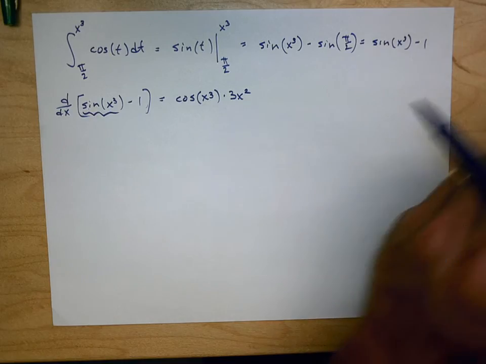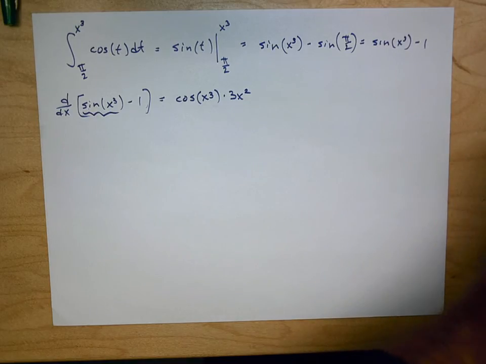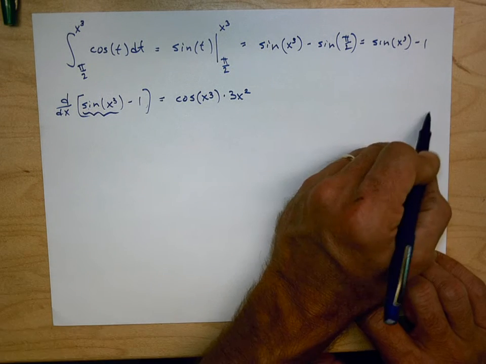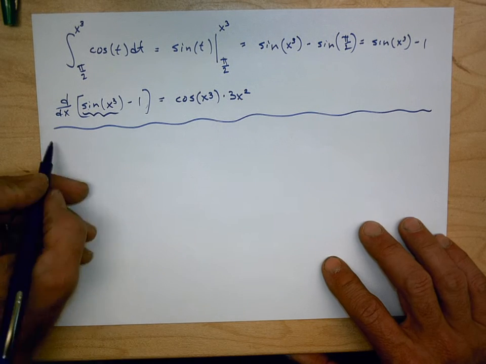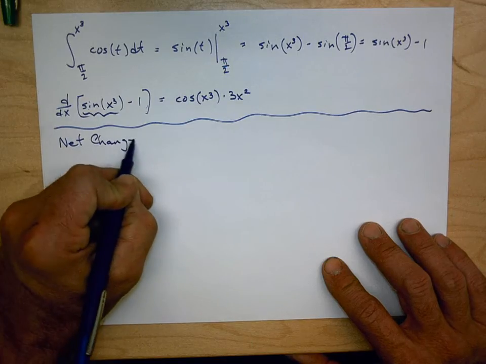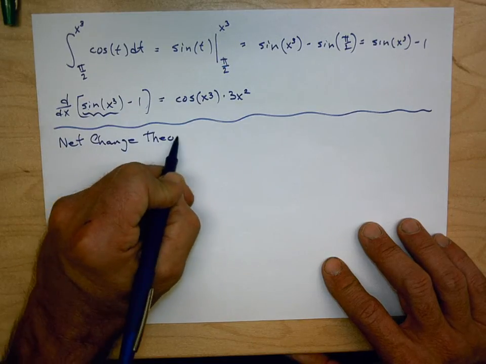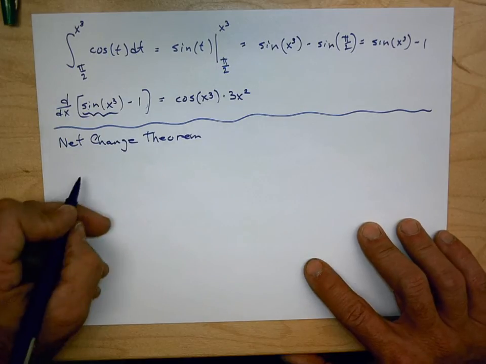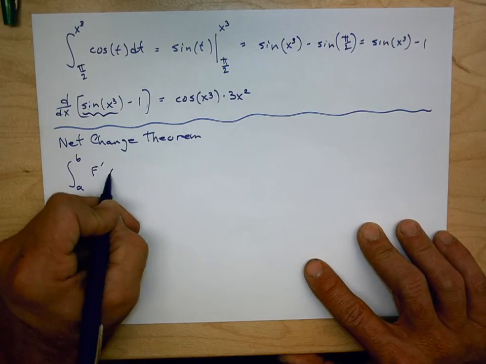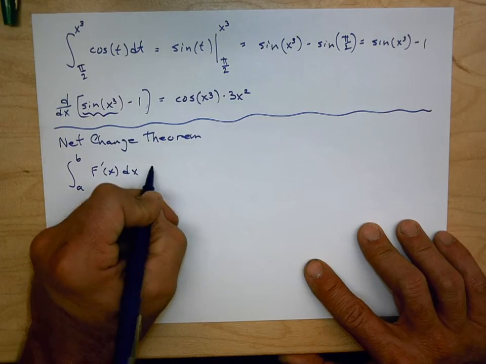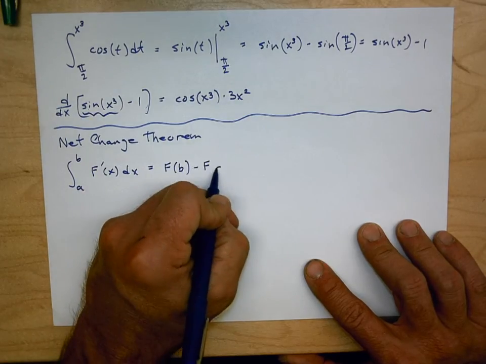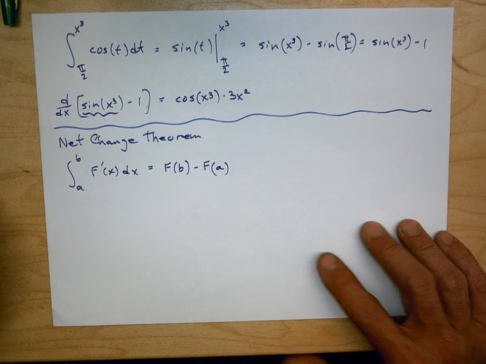Okay, so the last part is called the Net Change Theorem. All right, and it says if I take the integral from a to b of F prime, then it's just F of b minus F of a.